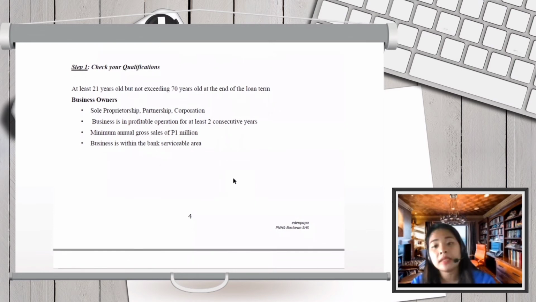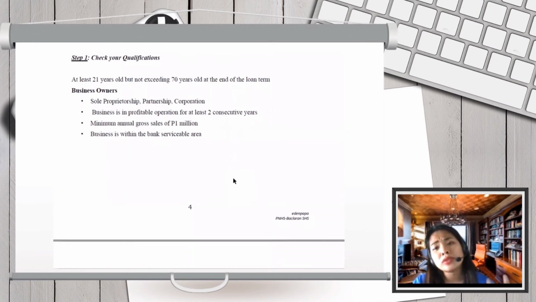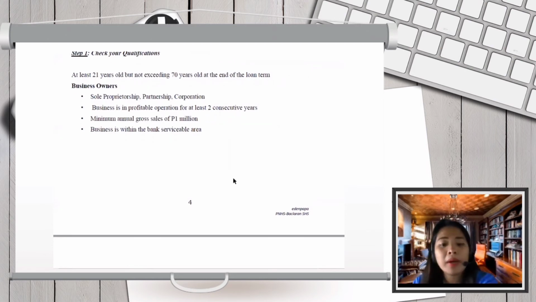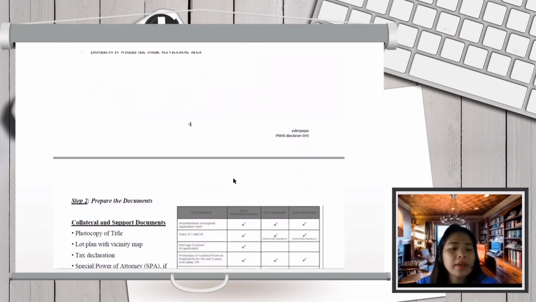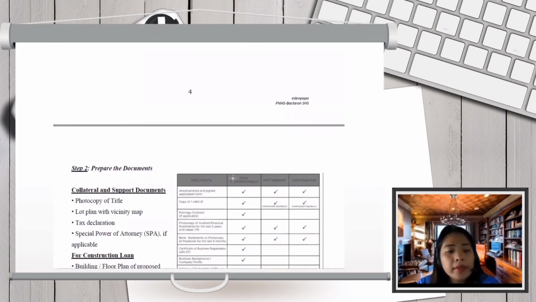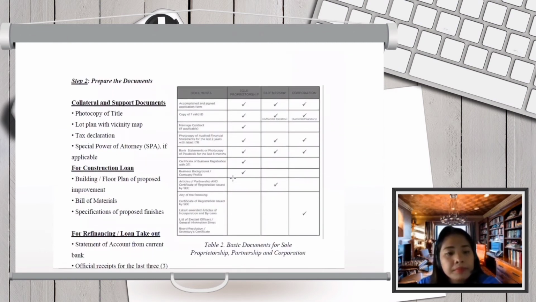Like for example, kami Santa Monica. So syempre dito sa Santa Monica yung business mo, alangan namang dun ka sa ibang branch. Syempre dito ka nang malapit sa'yo, di ba? May kanya-kanya din kasi silang area. Step 2, prepare the documents. Ayan. Photocopy of the title, lot plan with vicinity map, tax declaration, special power of attorney if applicable.